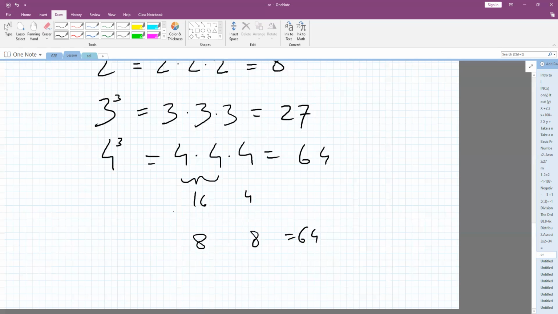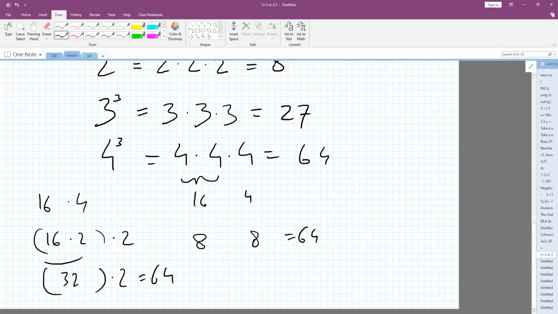Now the other way you can do 16 times 4, you can split it into smaller parts. For example, what is 16 times 2 first? 32. Now what you do with this, you multiply it by another 2, because 4 is made from 2 times 2. So in this case, 32 times 2 is 64. Okay, yeah.